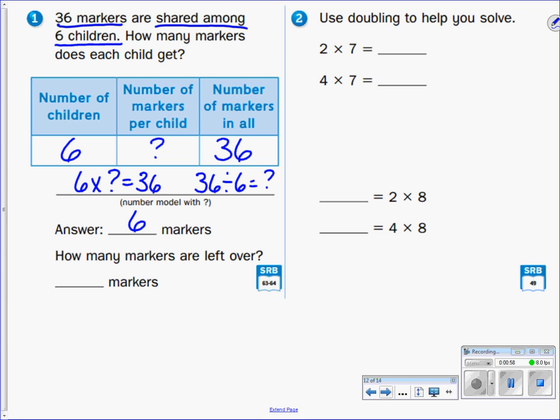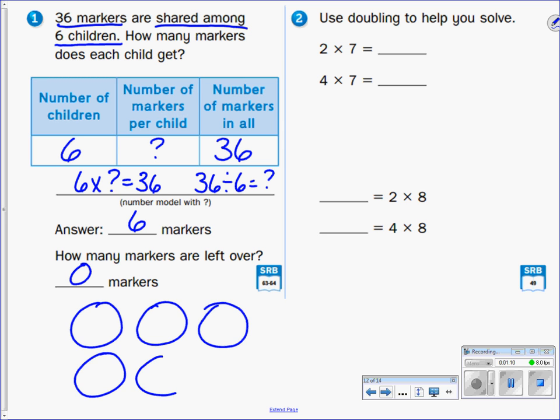How many markers are left over? 0. And boys and girls, if you need to do a picture, you could always set up 6 groups and do them nice and neatly and put 1 in each group until you get to 36, and that would give you your 6 markers.